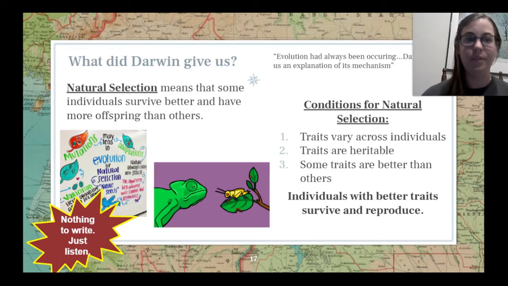Darwin gave us this knowledge that natural selection means that some individuals survive better than others and have more offspring than others. So the individuals on these islands that survive better and have more offspring are passing on those traits, right? Now, the conditions for this natural selection. Traits vary across individuals. That's entirely true. We do not look the same. And you can look at the human population and see that there is variation in traits. These traits are heritable. We know this.